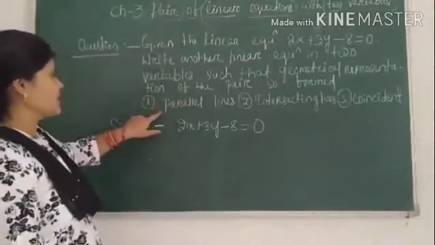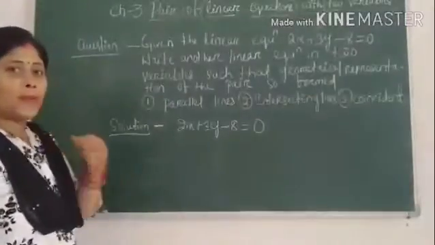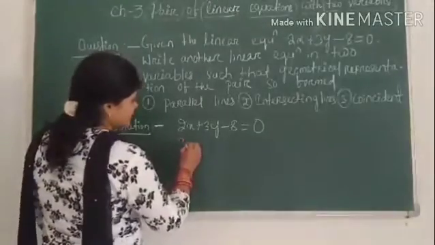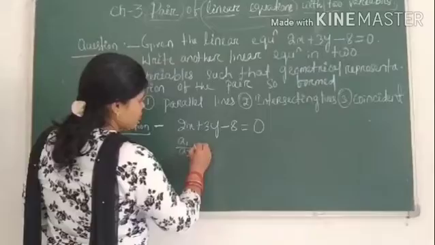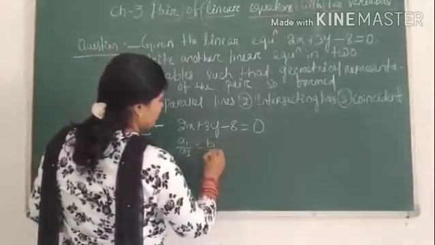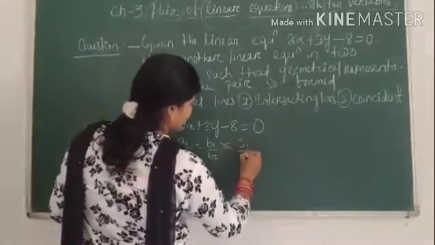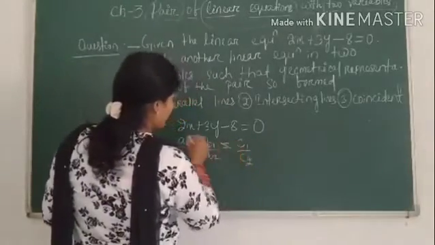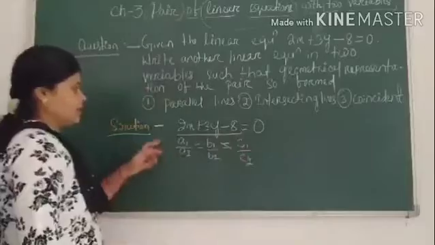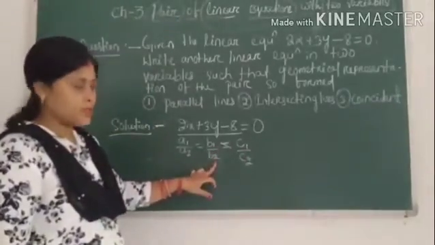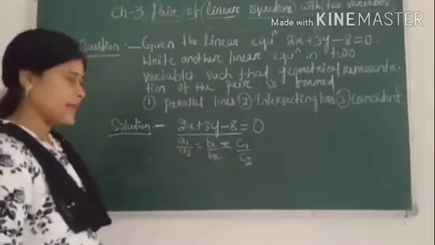So first condition is parallel. Parallel lines, if you remember, the condition of your parallel lines is A1 by A2 is equal to B1 by B2 is not equal to C1 by C2. So look at the equation. A1 by A2 should be equal to B1 by B2 should not be equal to C1 by C2.